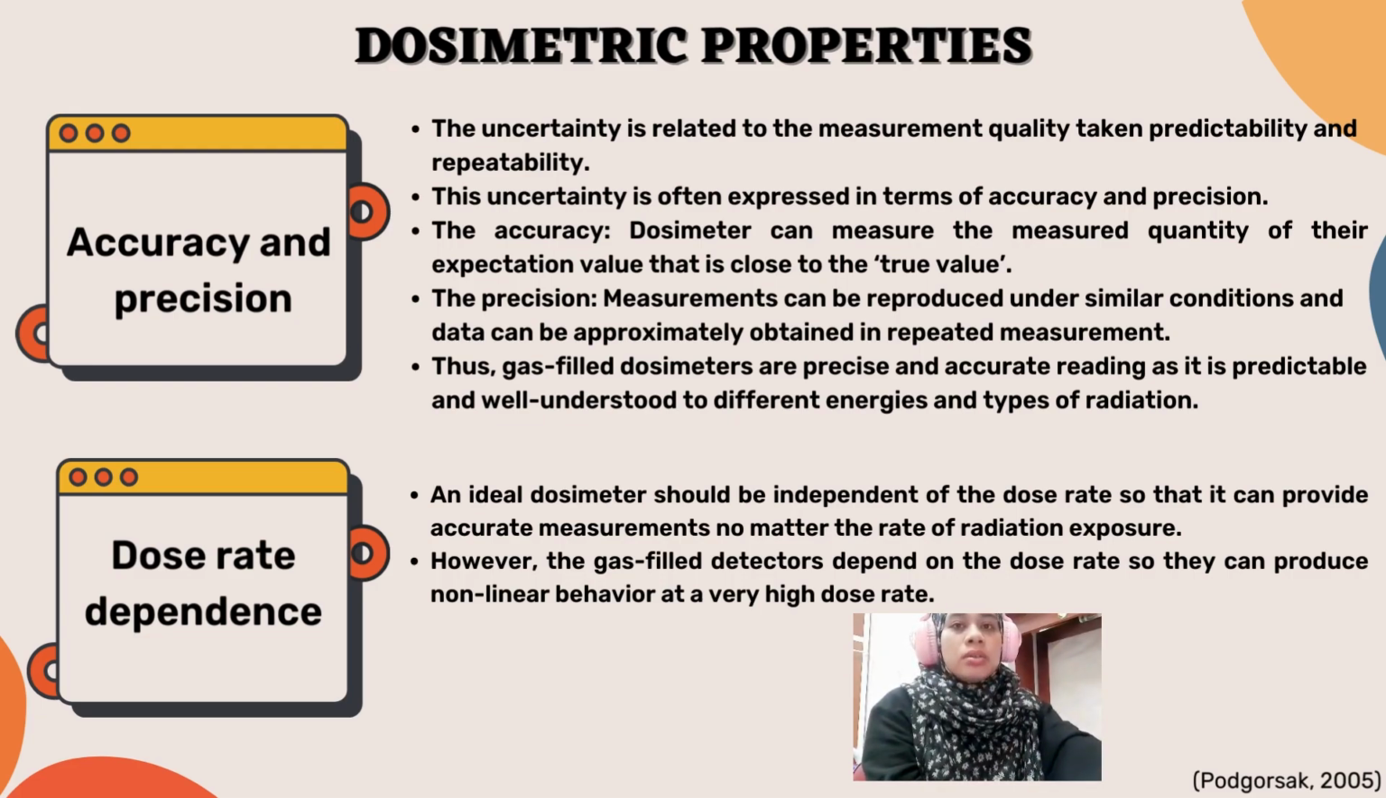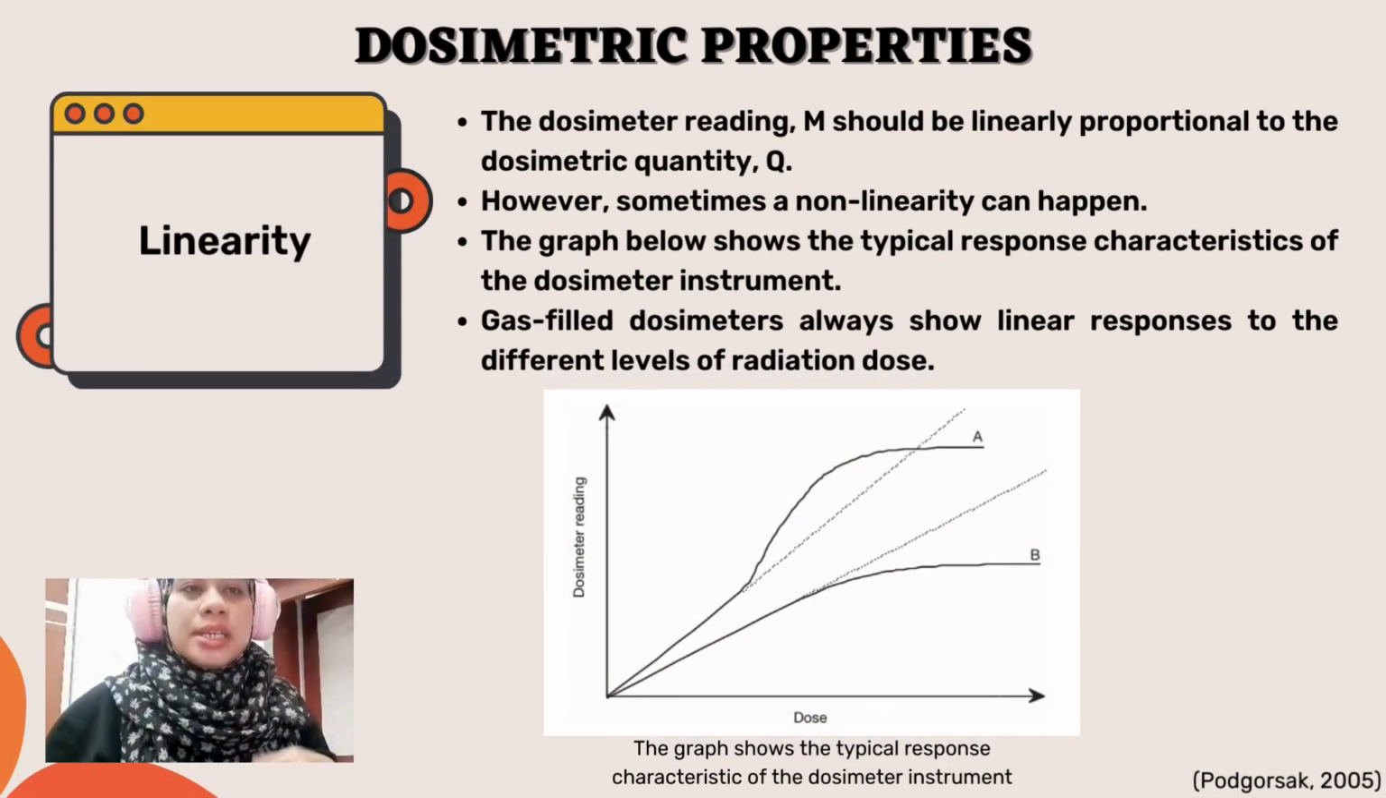Second, the dose rate dependence. As we know, an ideal dosimeter should be independent of the dose rate so that it can provide accurate measurement no matter the rate of radiation exposure. Independence of the dose rate also ensures that the measurement reflects the actual absorbed dose regardless of how quickly or slowly the dose is delivered. However, gas-filled detectors depend on the dose rate, so they can produce a nonlinear behavior at very high dose rate.